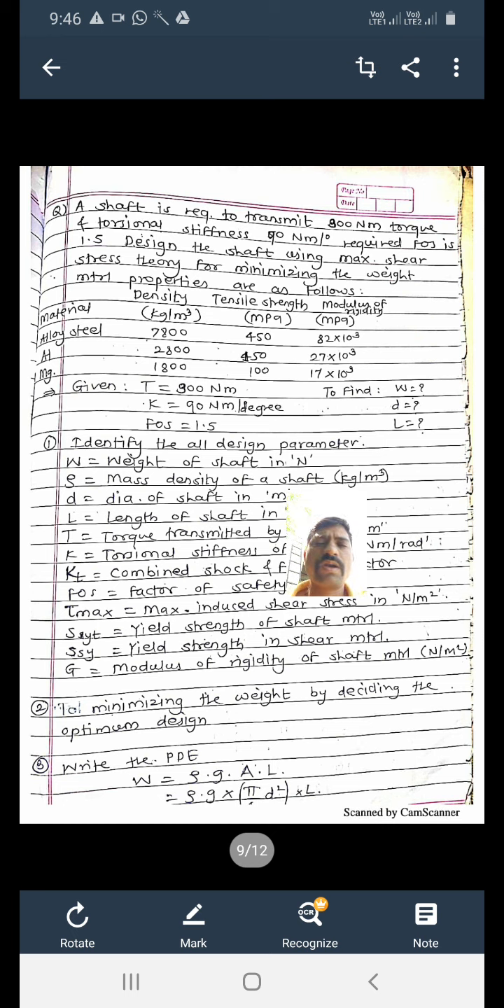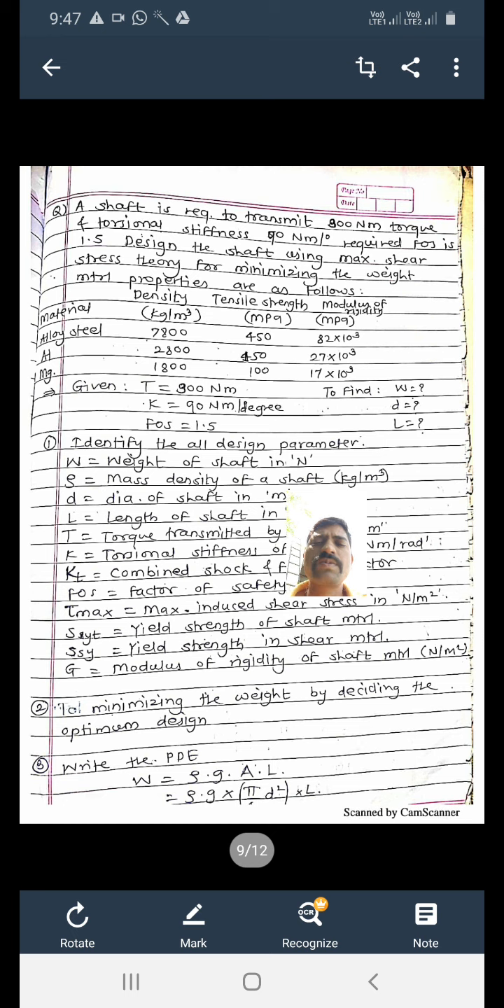Our aim is minimizing the weight of the material. The properties are as follows. Some properties of the material are given. There are three materials given in the first column: alloy steel, aluminum, magnesium. Related to those materials, you are given the density, the tensile strength, and the modulus of rigidity. Okay, we will see these values for the alloy steel.